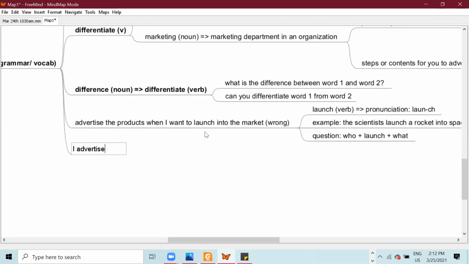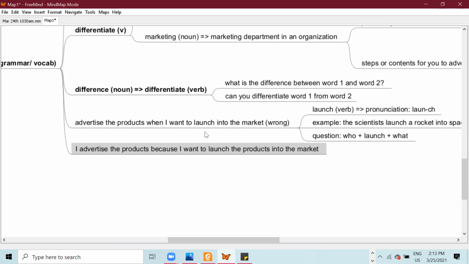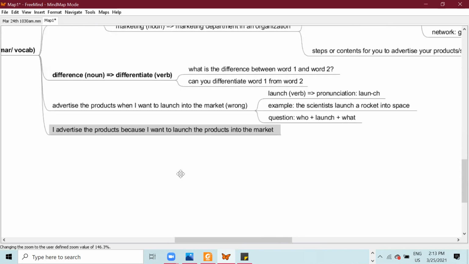So please say that I advertise the products. Not when anymore. Why do you advertise the products? I advertise the products because I want to launch. Launch, not launch. This is wrong. I want to launch the products into the market. Very good. Anything that you want to share about the examples of the vocab we just showed you?